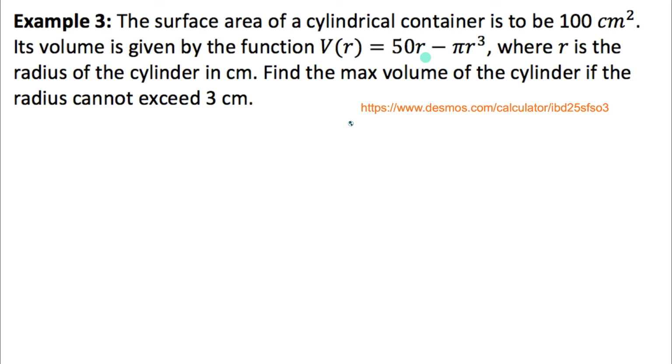Its volume is given by this function. Volume based on radius equals 50 times the radius minus pi times the radius cubed, where r is the radius of the cylinder in centimeters. Find the max volume of the cylinder if the radius cannot exceed 3 centimeters.